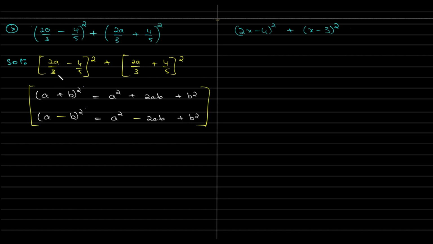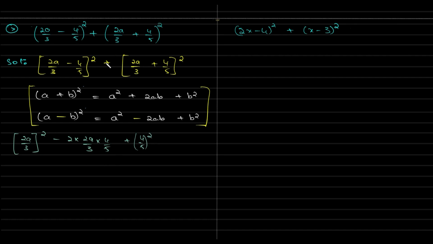So in this case, the first case, a and b are 2a by 3 and 4 by 5. Right? So let's expand that. 2a by 3 minus 4 by 5 the whole square is the second formula. Sorry, I should be expanding it. 2a by 3 the whole square minus 2 into 2a by 3 into 4 by 5 plus 4 by 5 the whole square.